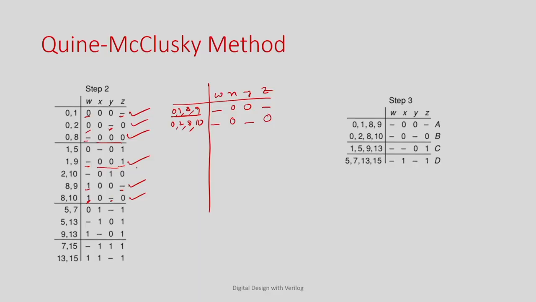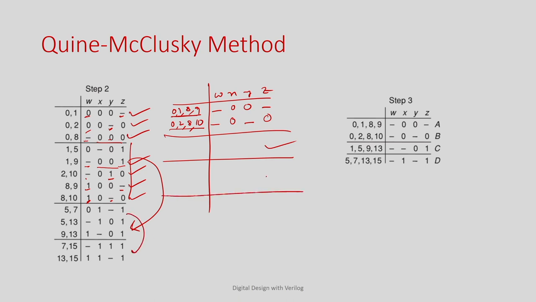This way this group is done, and then I will start again. 0, 8 can be combined with 2, 10 as well. They also differ by a single bit and this is the same product term, so this is also covered. Now, I will start with this group and compare with each element of this group, and I will end up getting certain minterms. Then I will take this group and compare with this, and I will end up getting some minterms. If I complete this whole process, I will get this particular table and all of the terms are checked. That means all of them are covered by a bigger prime implicant.